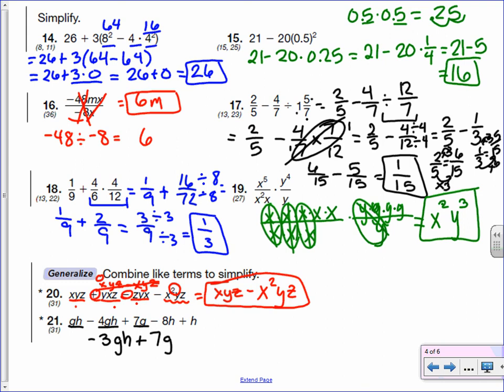And then we have minus 8h plus 1h. Minus 8 plus 1 gives me minus 7h. And when I add a negative, that's the same thing as subtracting. So I can actually just write that as minus 7h.